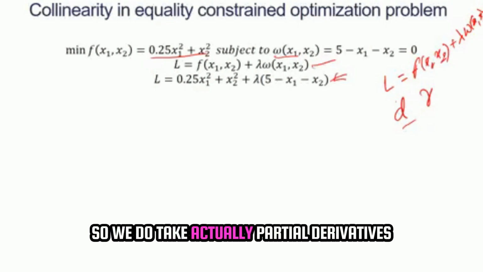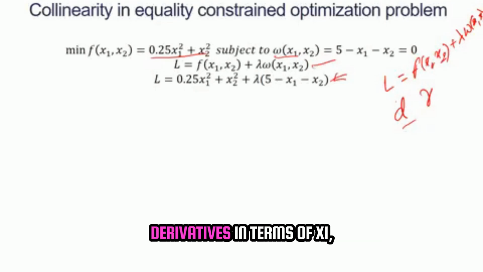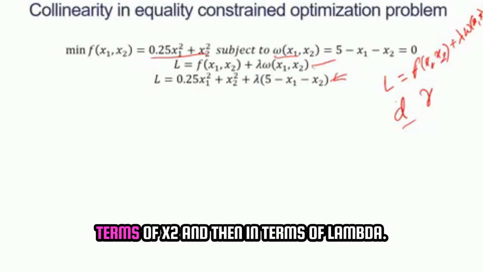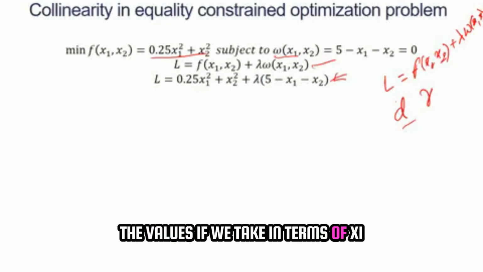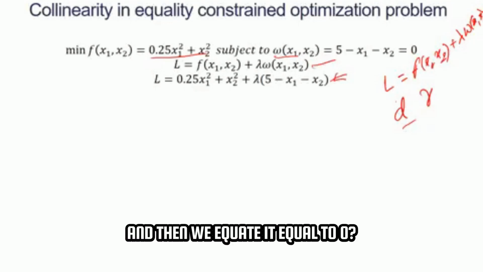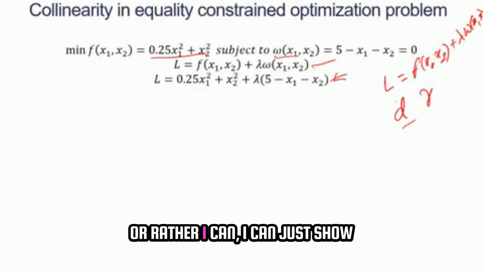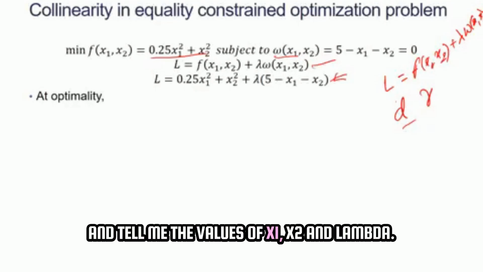So we actually take partial derivatives, in terms of x1, in terms of x2, and then in terms of lambda. Can you tell me what the values will be if we take it in terms of x1? And then we equate it to 0, or rather I can just show you. I have already done that, so you can do it on your own and tell me the values of x1, x2 and lambda.